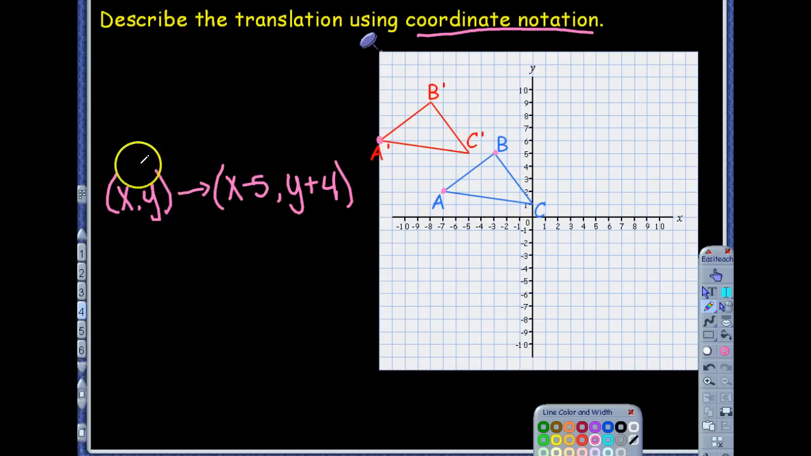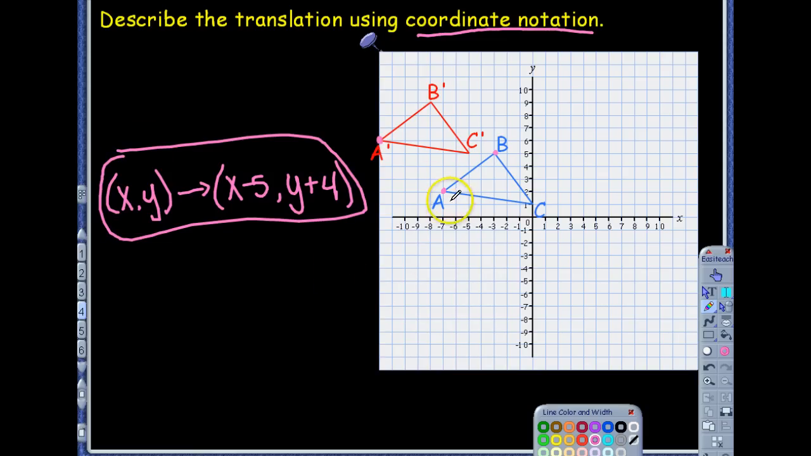Yes. Now, another way you could do it, kind of going with the ordered pair idea, let's say like C. C is 0, 1. What are the coordinates of C prime? Negative 5, comma 5. So you could think about, how did I get from 0 to negative 5? Well, that means subtracting 5. And then to get from 1 to 5, I added 4. So a couple ways to think about that.